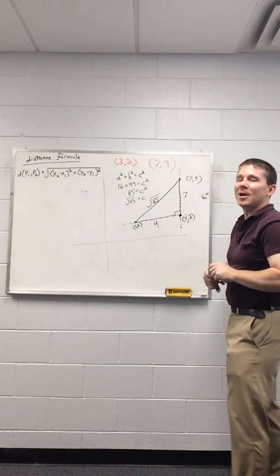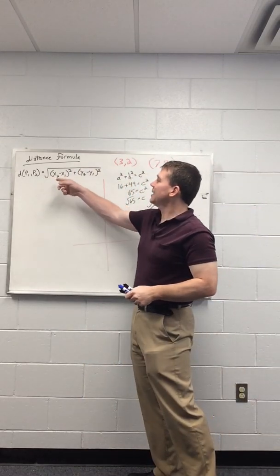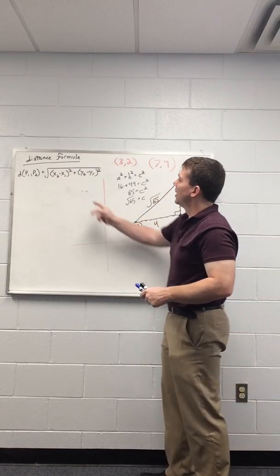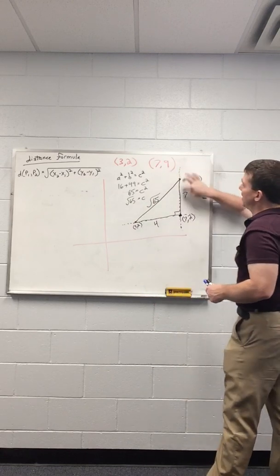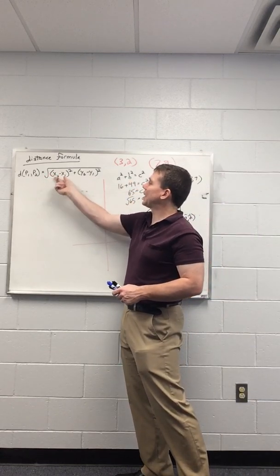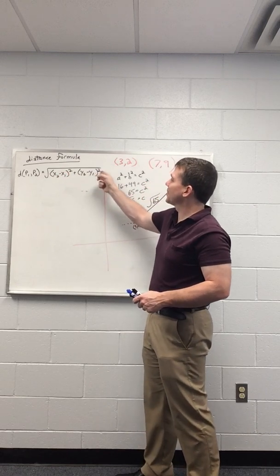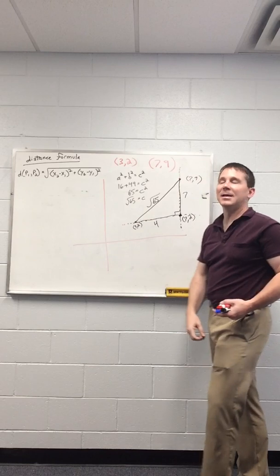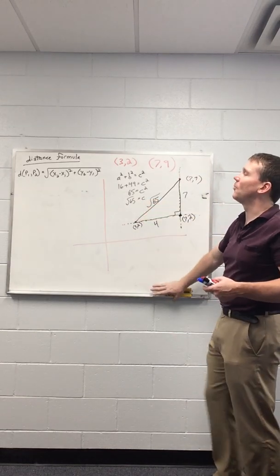And again, I'm sure it's pretty obvious right here. x2 minus x1 is this horizontal distance right here. y2 minus y1 is the vertical distance here. So what am I doing? Finding the horizontal distance and squaring it, finding the vertical distance and squaring it, adding them together and square rooting. It's just the Pythagorean theorem solved out for you.